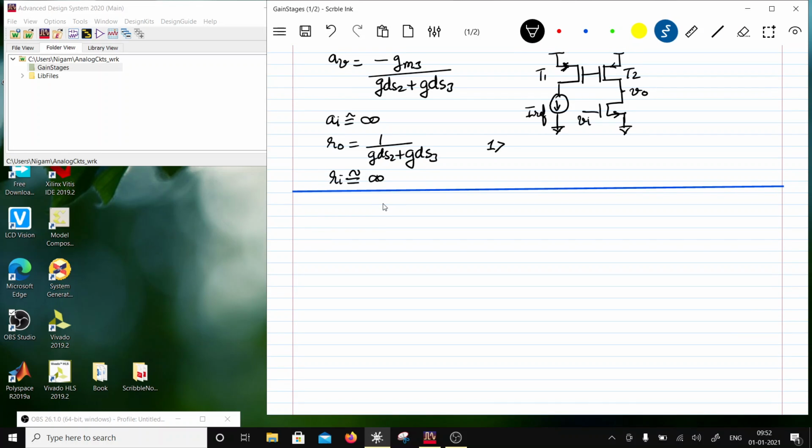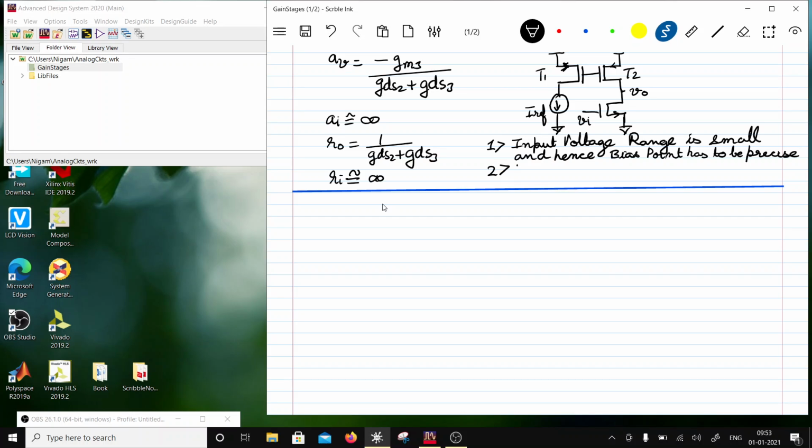So one was that the input voltage range is very small, and hence the bias point has to be very precise over time, as well as temperature. So that's one thing.